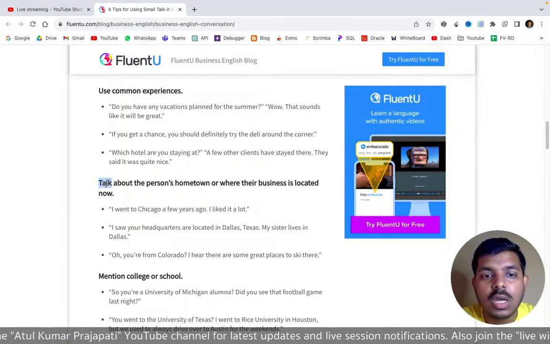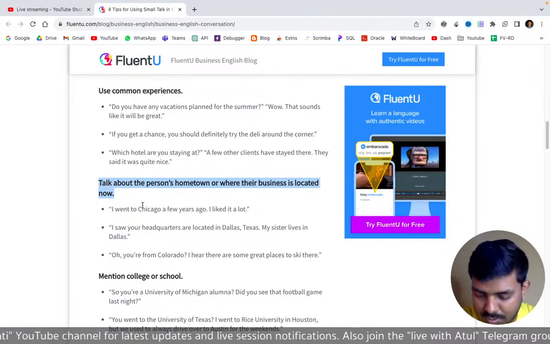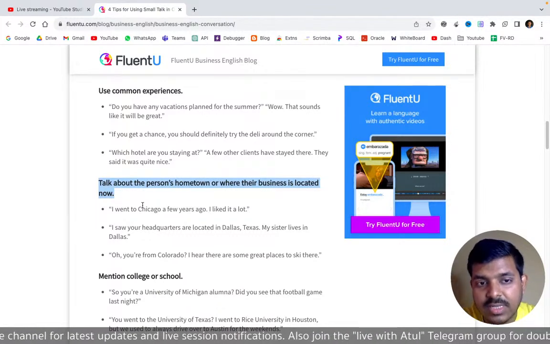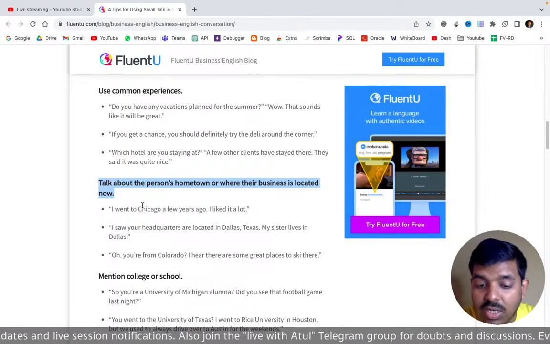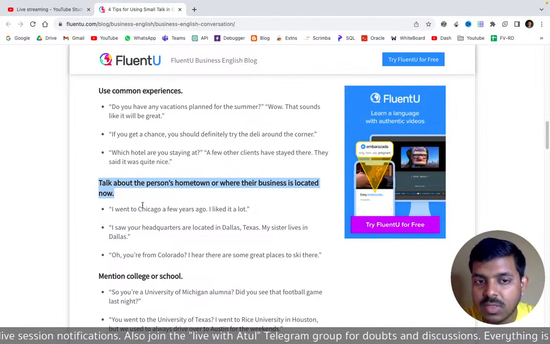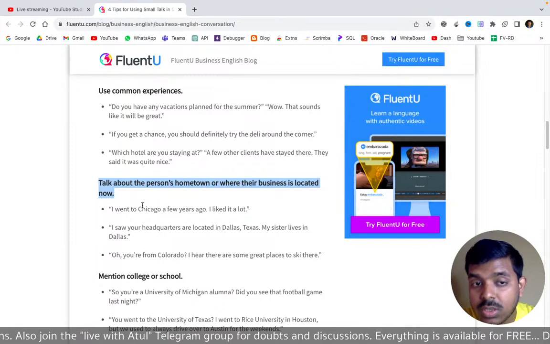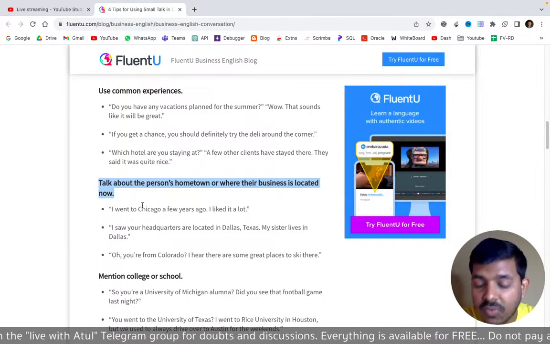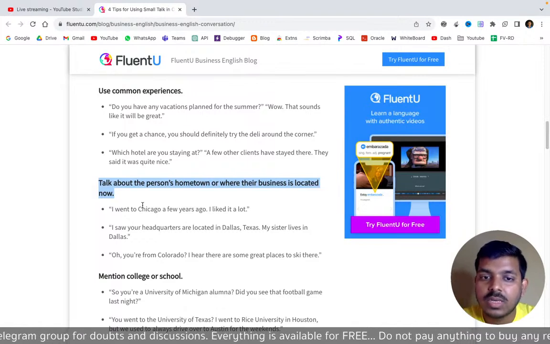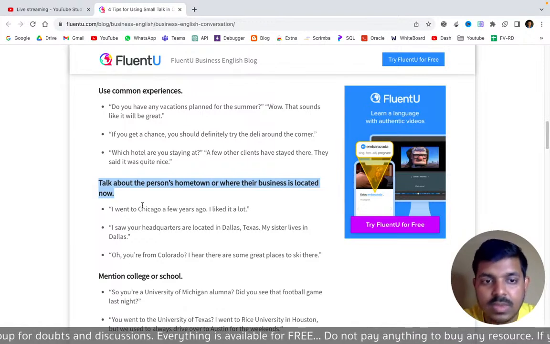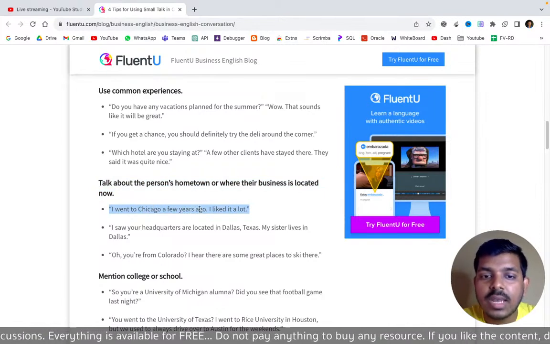So now talk about the person's hometown or where the business is located now. What will happen over here is that if you are trying to get to know the other person, if you're trying to build that rapport, that trustworthiness, you can have these small talks. In the first one, you use the common experiences. In the second one, you're trying to know about the person, what his hometown is, what business he is into. So you can say that I went to Chicago a few years ago and I liked it a lot.